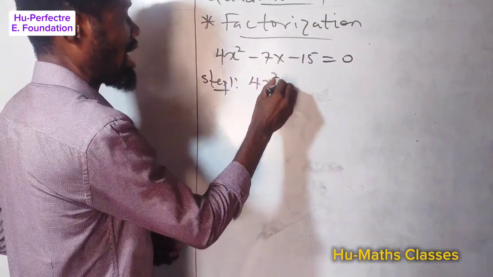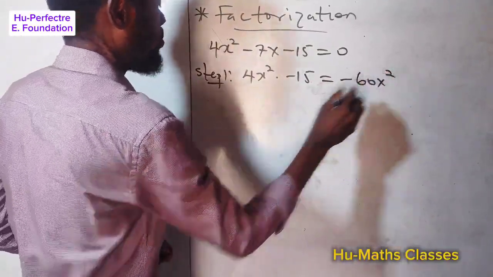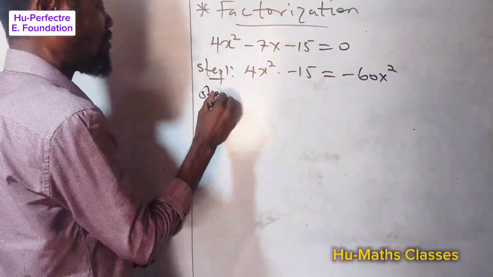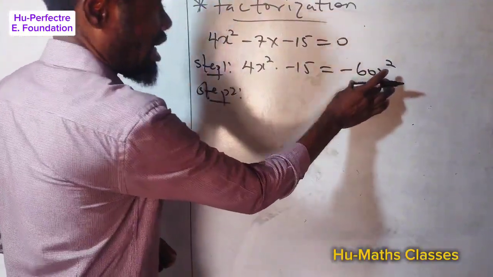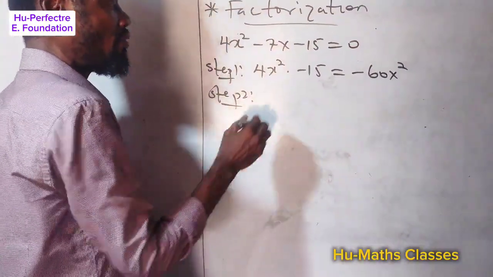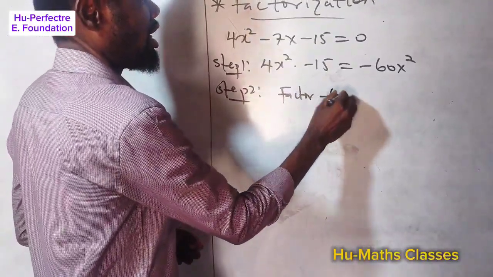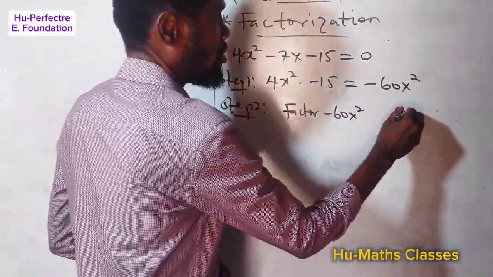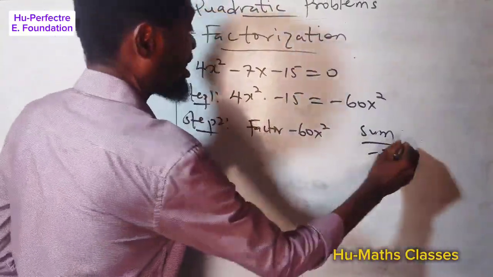4x raised to power 2 times minus 15 will give us minus 60x raised to power 2. Step two, find two factors of the result you got. Here we have minus 60x squared. Find two factors of minus 60x squared, that if you add them up, you should be having minus 7x as a result when you add them up.